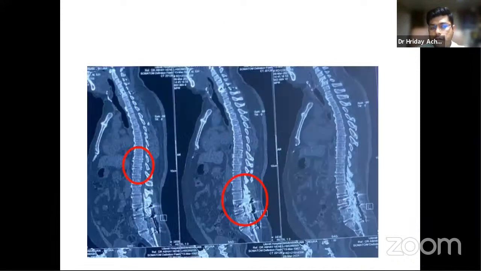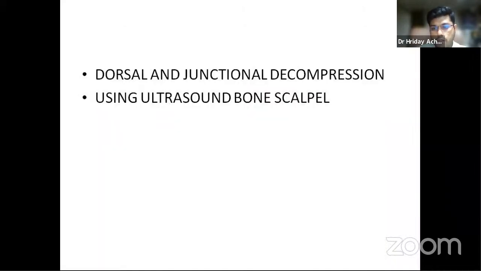We operated the junctional level first because the patient had a sensory level which was D10. He was already operated for a cervical spine recently in October. The patient presented to us in March, so 6 months back he was operated for a cervical ACDF. So we did not want to operate the cervical spine at that time. We operated the junctional level with a dorsal spine, a long D10 to L2 decompression using an ultrasonic scalpel under neuromonitoring. And we planned a staged surgery: in case the patient did not improve, then maybe do the cervical at the second stage.